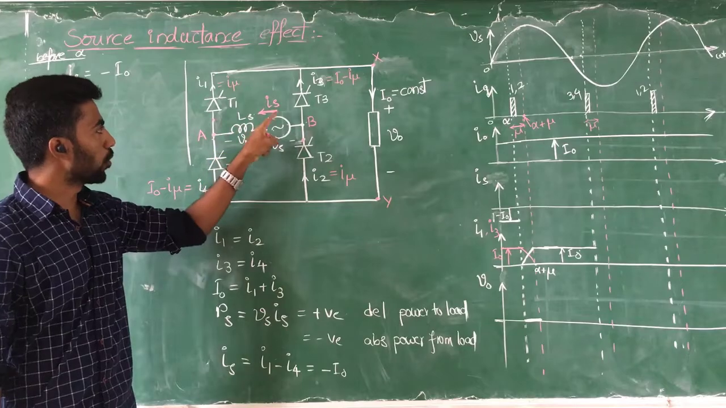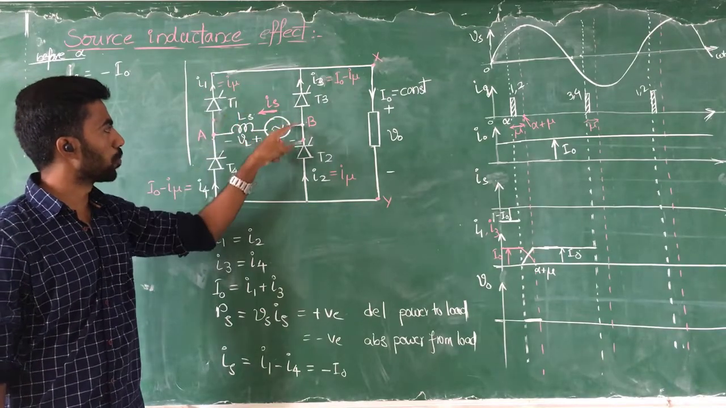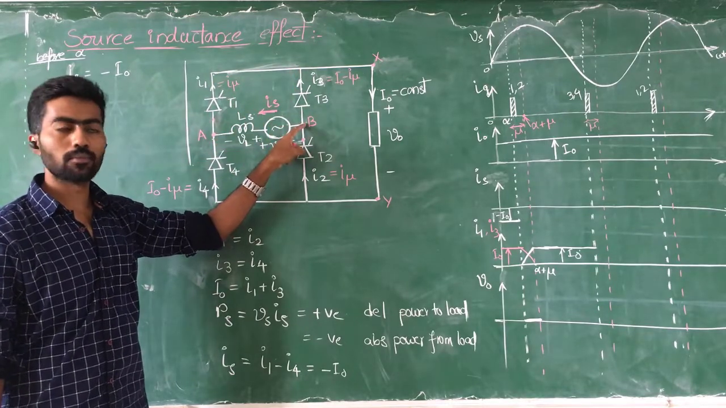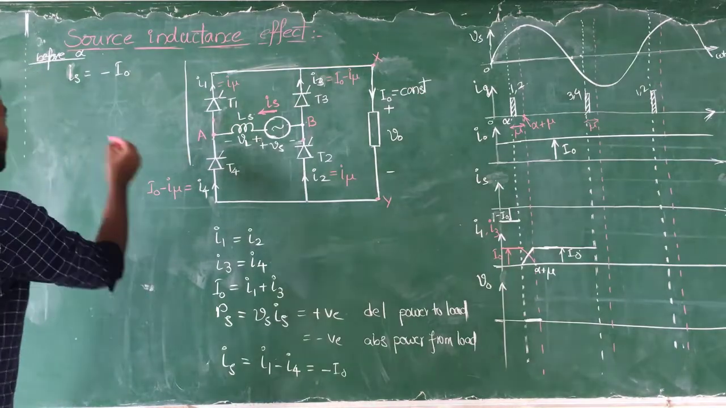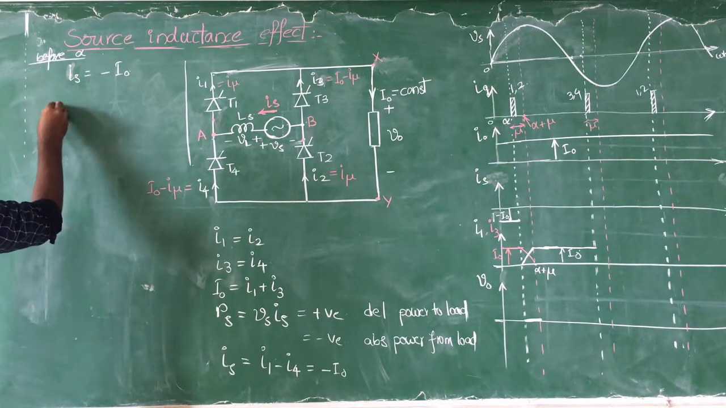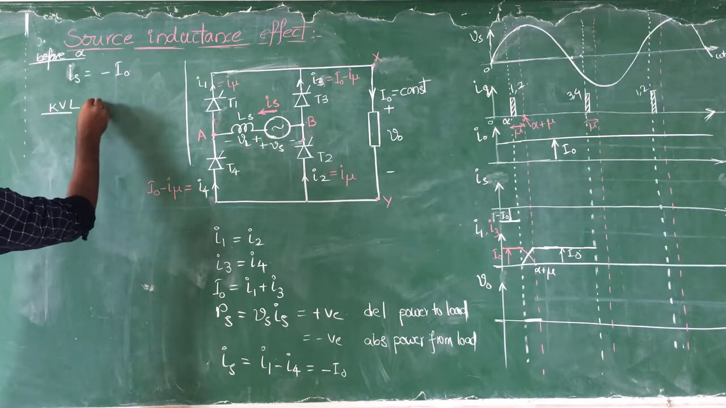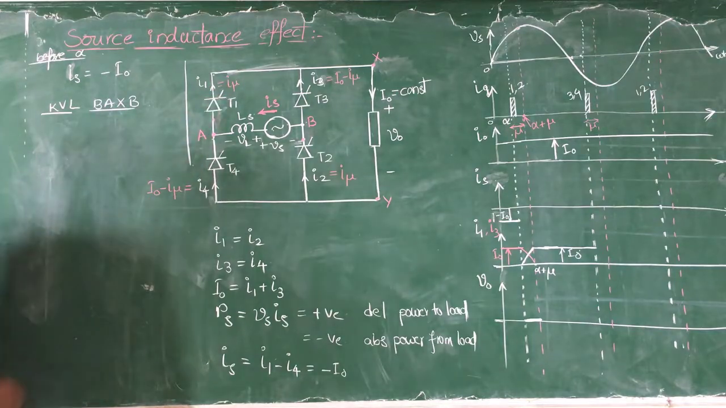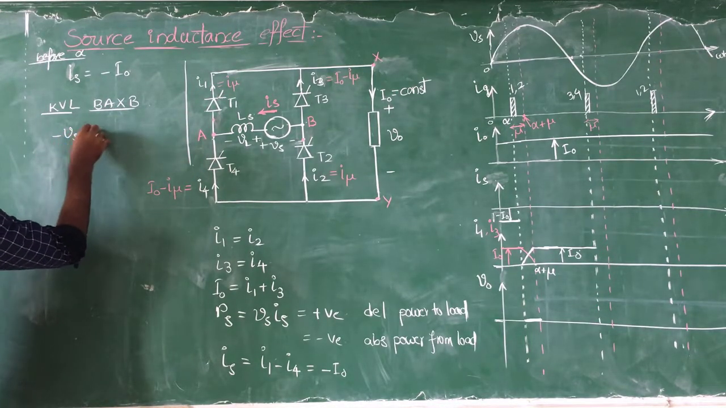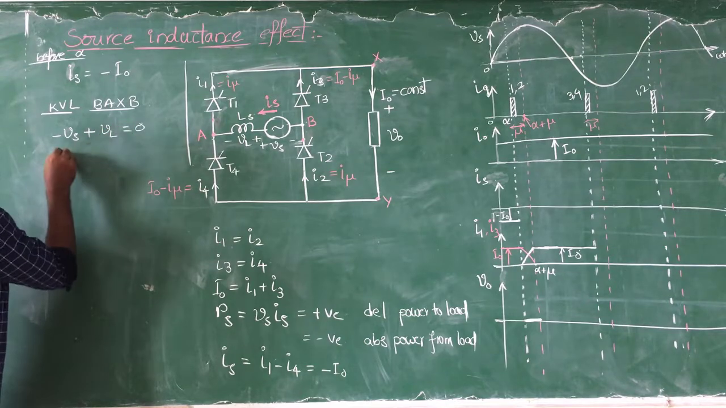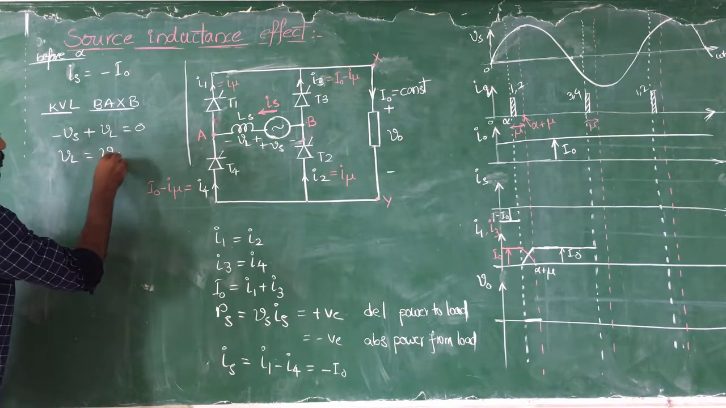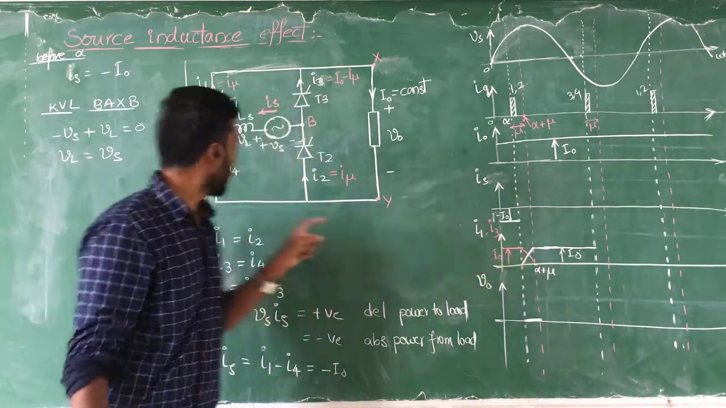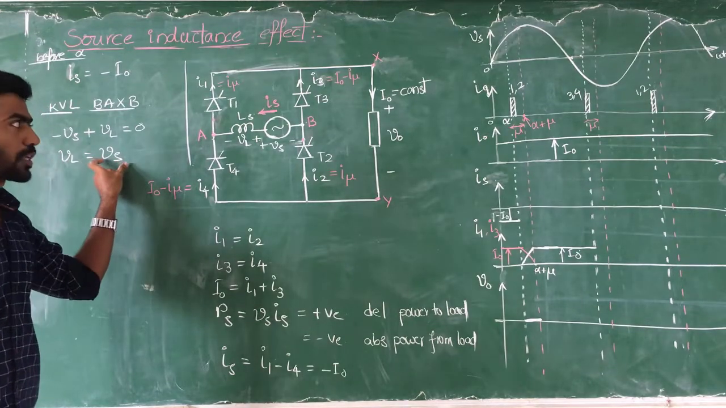Then if you clearly notice, if we apply KVL to this loop from B to A, A to X and X to B, what you will get is minus Vs plus VL equal to 0. That means VL is equal to Vs, the supply voltage. I am talking about the overlap period. In this overlap period, VL, the voltage across the inductor, is equal to the supply voltage.